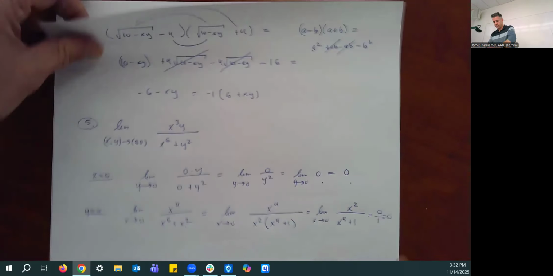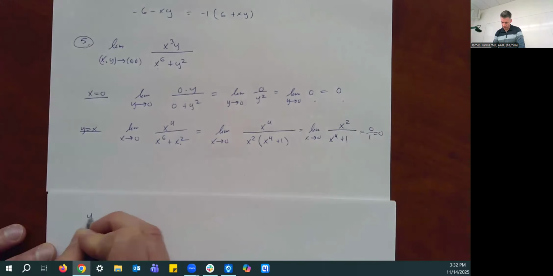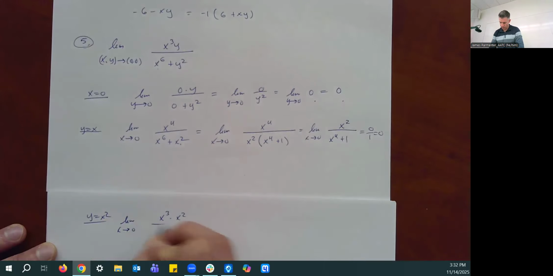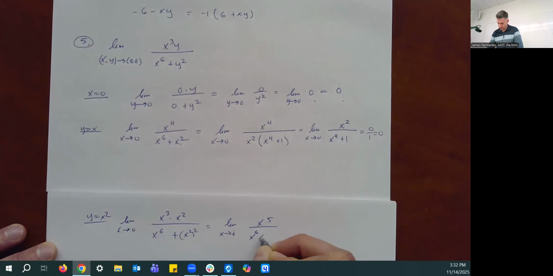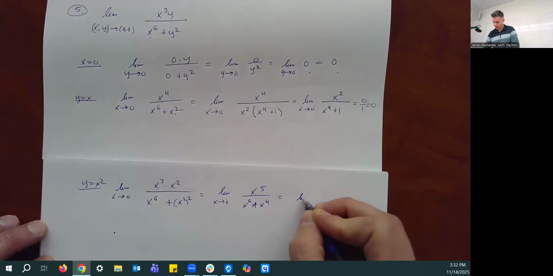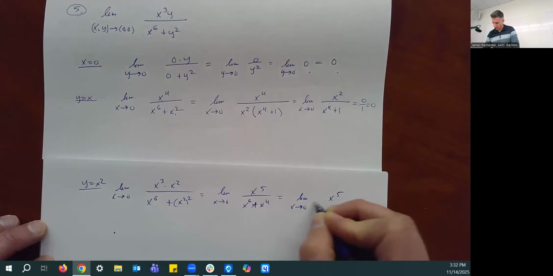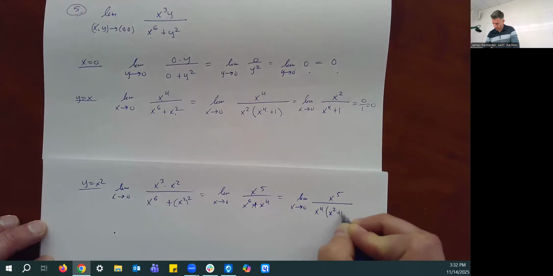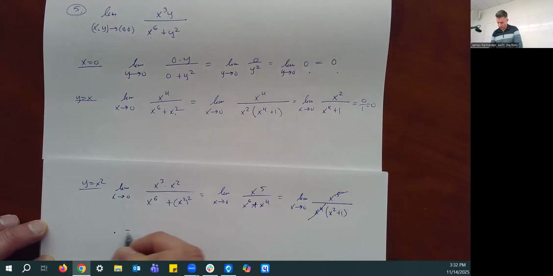Sure, let's try it. So y equals x squared. I'm going to have the limit as x goes to 0 of x cubed times x squared over x to the sixth plus x squared squared. So that's going to be the limit as x approaches 0 of x to the fifth over x to the sixth plus x to the fourth. And at this point, you might notice that the same kind of thing that just happened is going to happen again. If I factor out an x to the fourth from the bottom, I have x to the fifth over x to the fourth times x squared plus 1. Cancel that, and then you have the limit as x goes to 0 of x over x squared plus 1, which is 0 over 0 plus 1, which is 0.